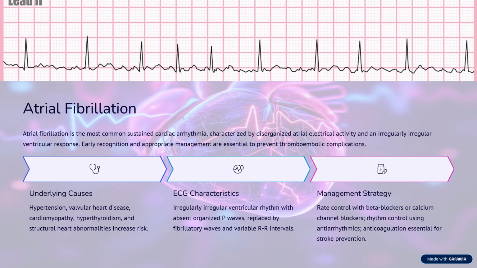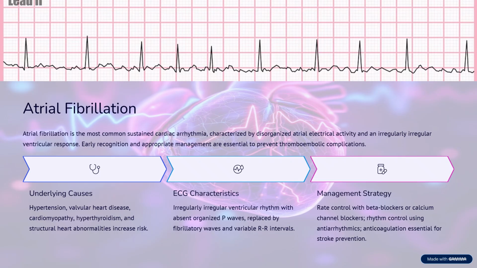Treatment focuses on three key goals: rate control, using beta blockers, calcium channel blockers, or digoxin; rhythm control, through cardioversion or antiarrhythmic medications; and anticoagulation to prevent stroke, guided by risk tools and risk factor scores. For persistent or recurrent AFib, catheter ablation or surgical maze procedures may be considered.